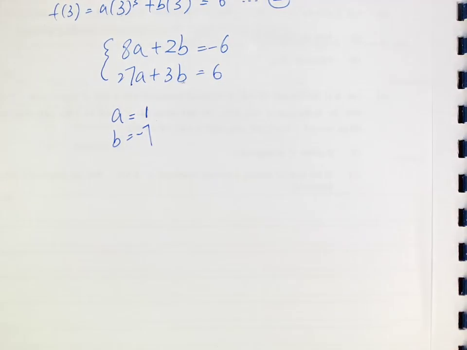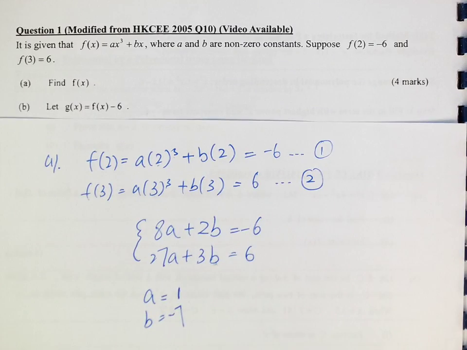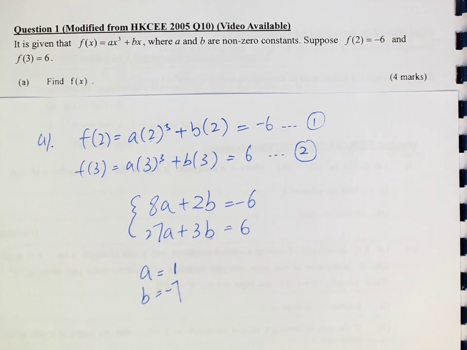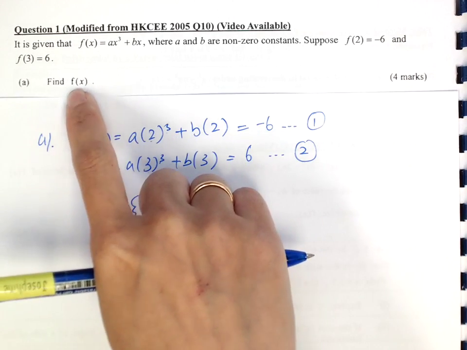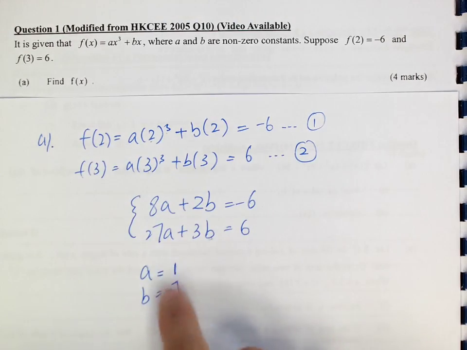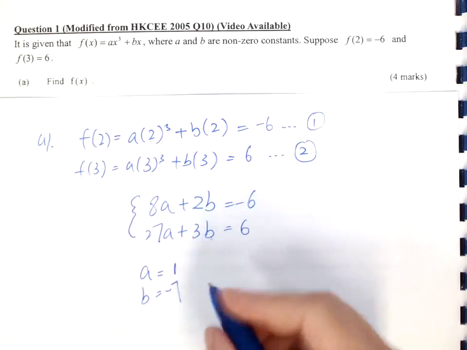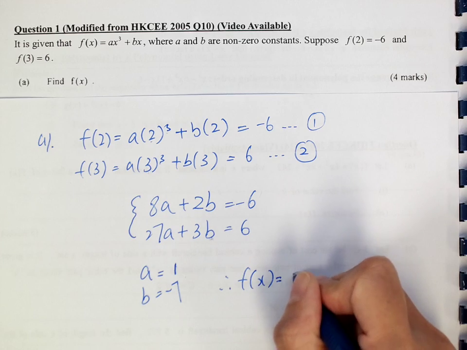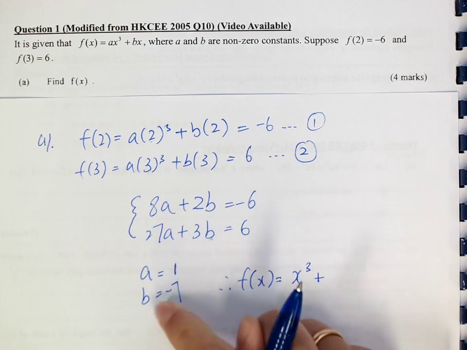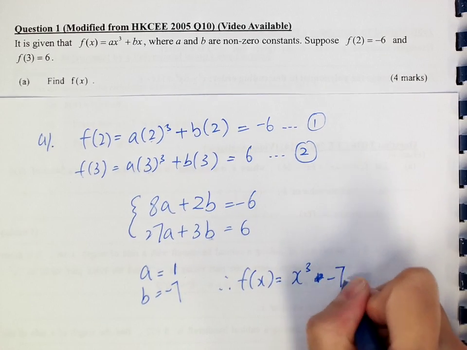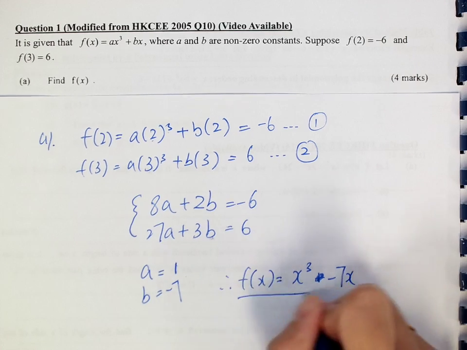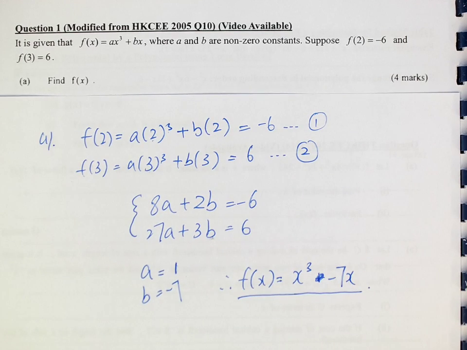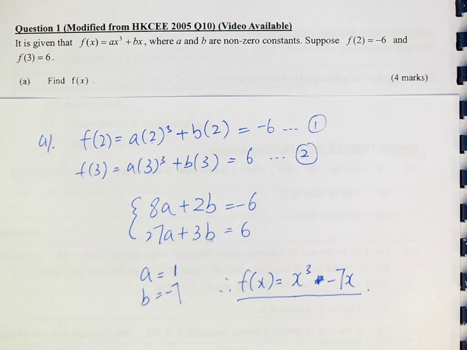Alright, so part A is done. Part A is not done yet, because part A is finding the f(x). You have to substitute a and b into f(x), which is your answer. f(x) is x cubed plus -7x. So this is your answer, f(x), the function of x. Alright, part B.